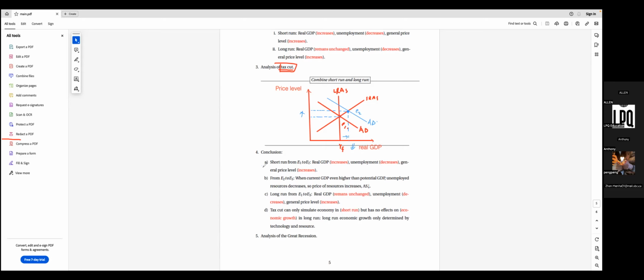Okay, so you can fill in your question number eight. Real GDP increases, that's right. Unemployment rate decreases because, once again, there is an inverse relationship. And the price level, based on our graph here, is increasing, right?